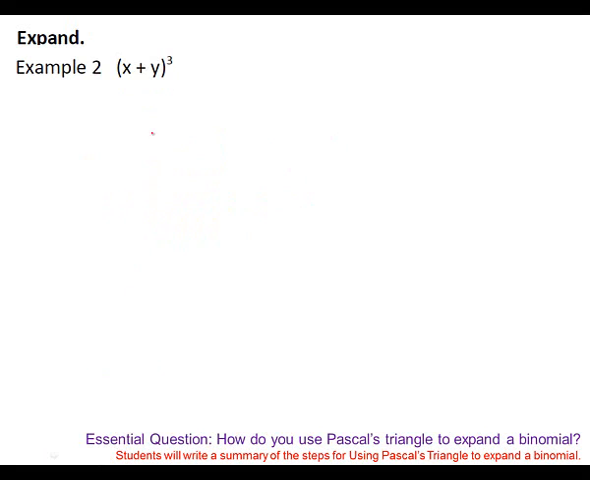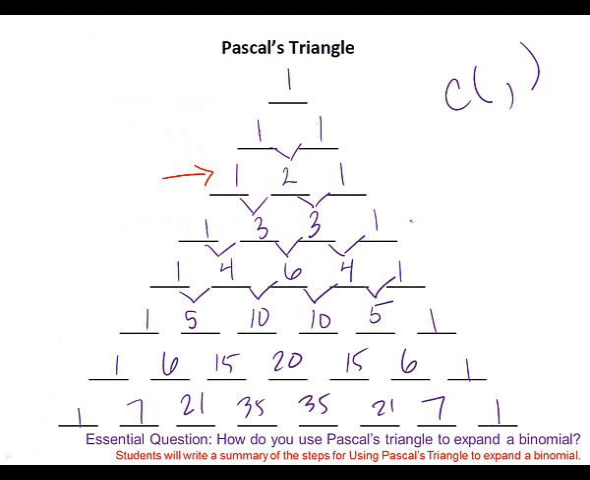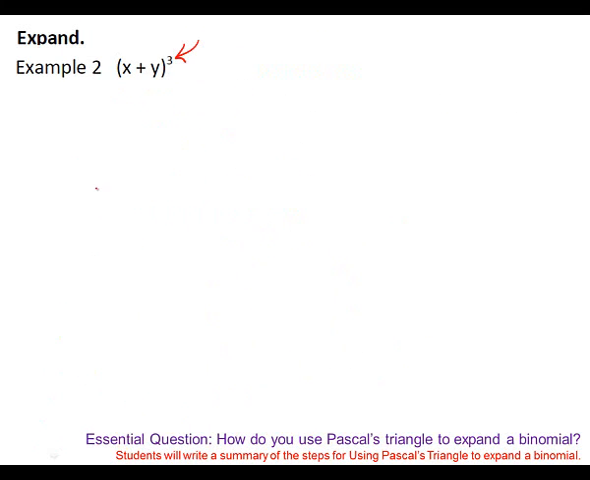So, the first thing I do is figure out which row of Pascal's triangle I have to go to. Which row do you think? Third row. The exponent tells you what row to go to. So I'm going to go to the third row, and I'm going to start by just writing those coefficients out, leaving myself some good space. So what's that row? Read me that row.